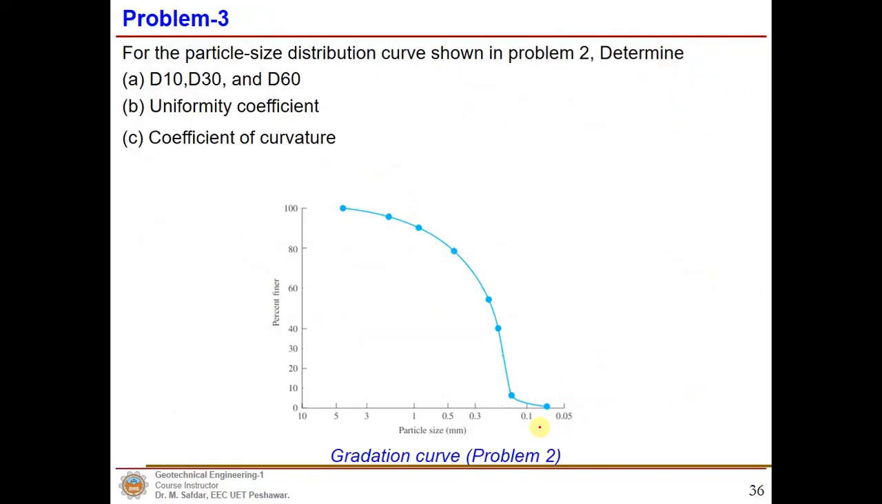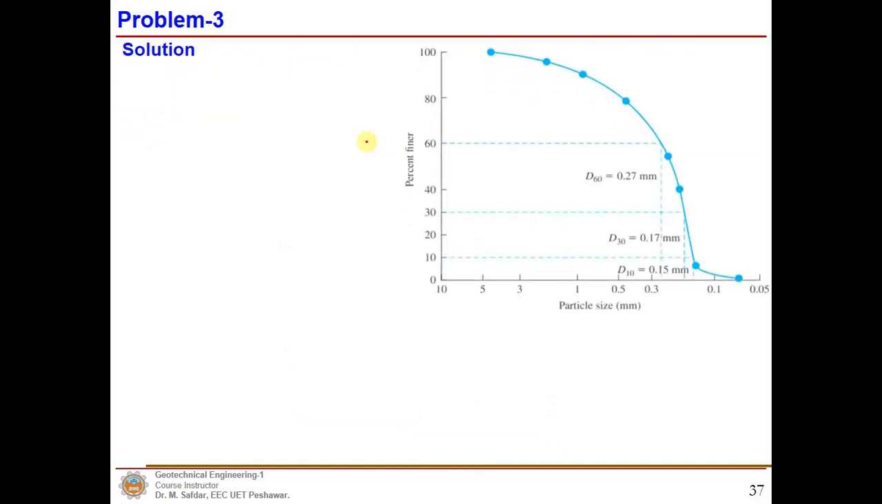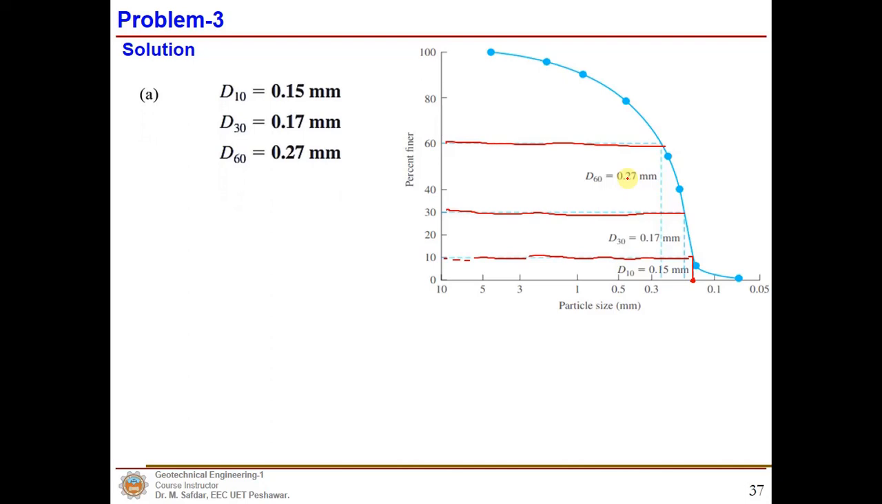Now problem 3 states that for the particle size distribution curve shown in problem number 2, determine D10, D30 and D60, the coefficient of uniformity and the coefficient of gradation. So if we simply start a horizontal line from the percent finer 10 and we come down here, we can find out the D10 value of 0.15 millimeter. Similarly for D30 and D60. So D10 value will be equal to 0.15 millimeter, D30 0.17 millimeter and D60 0.27 millimeter.